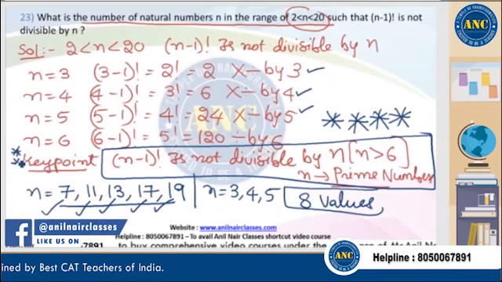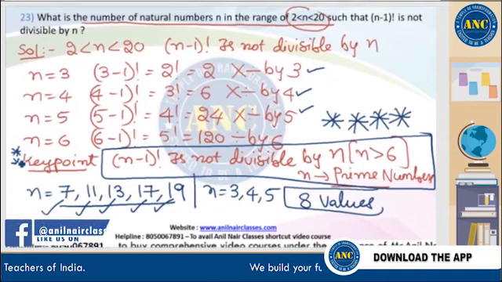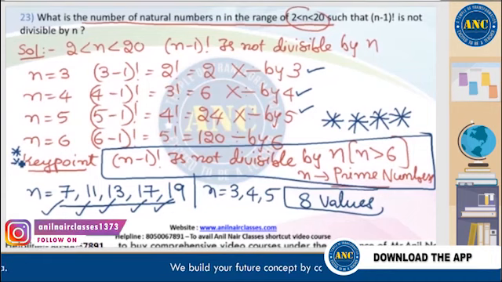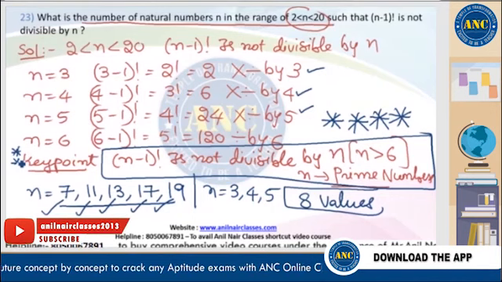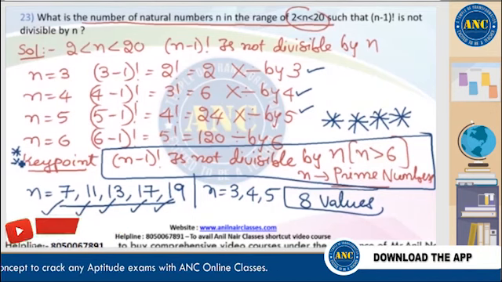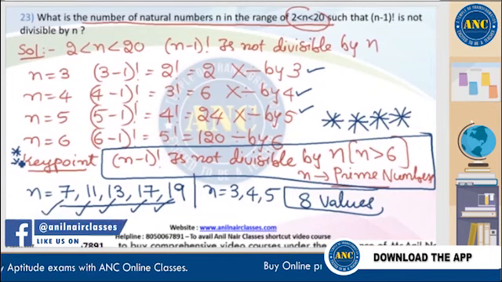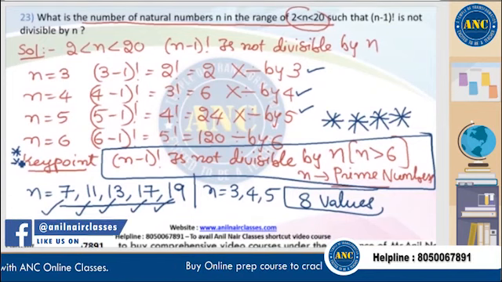This is an important key point. N minus 1 factorial is never divisible by n as long as n is a prime number.